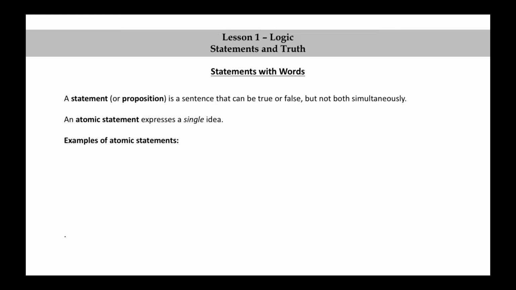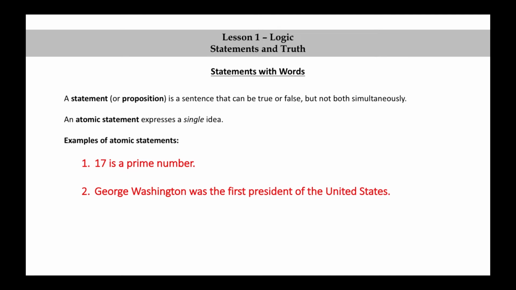Let's look at a few more examples of atomic statements. 17 is a prime number. George Washington was the first president of the United States. 5 is greater than 6. David is left-handed.